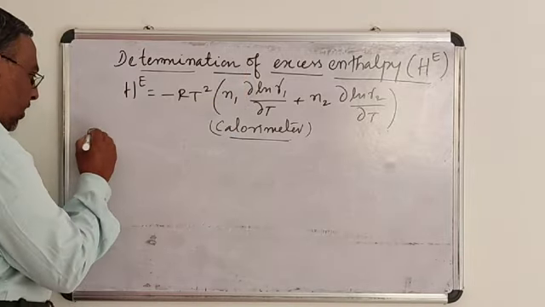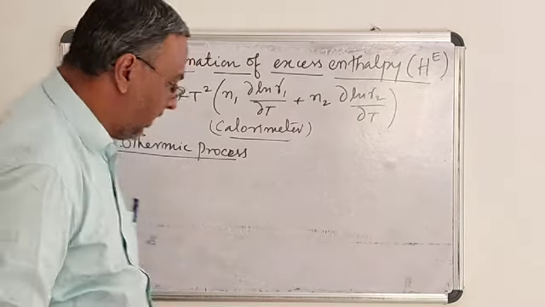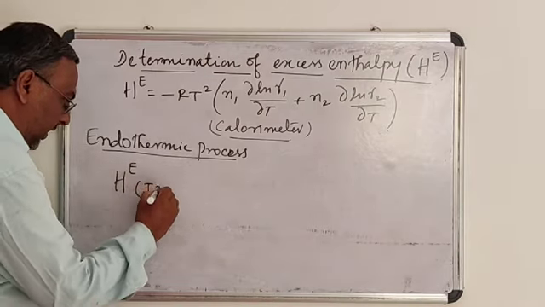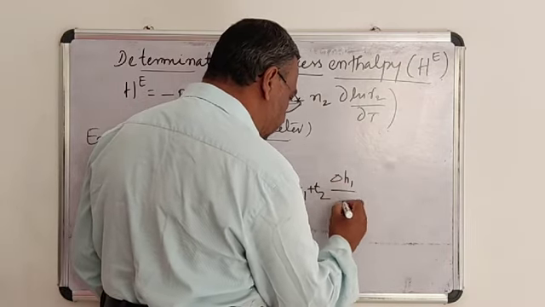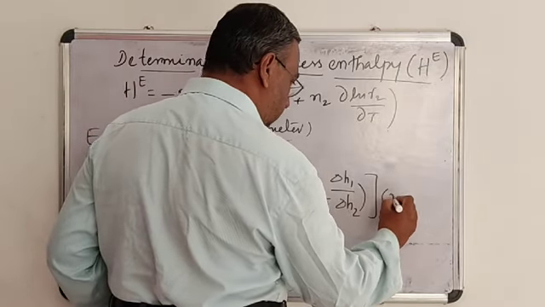In the case of an endothermic process, the excess enthalpy calculated in terms of joules per mole will be equal to C square R, T1 plus T2, delta H1 divided by delta H2, into N1 plus N2.